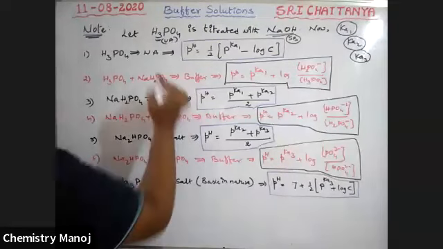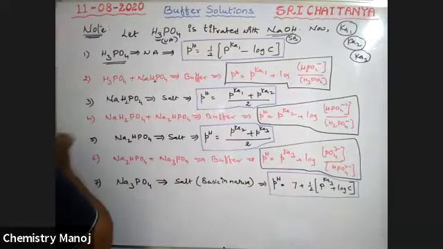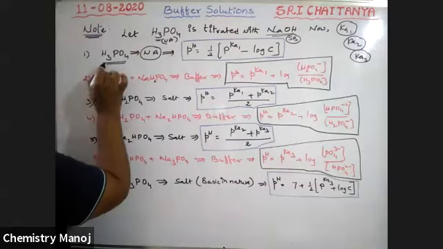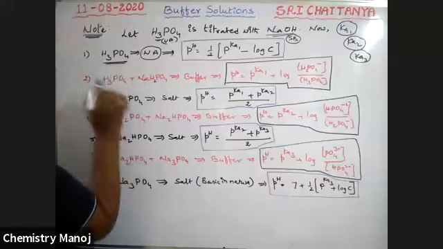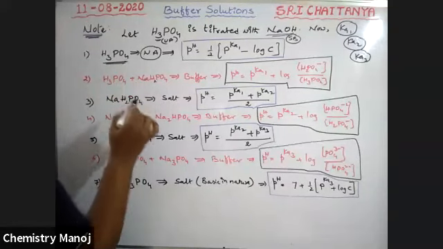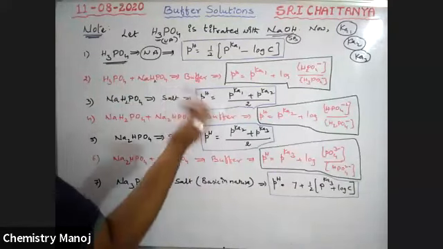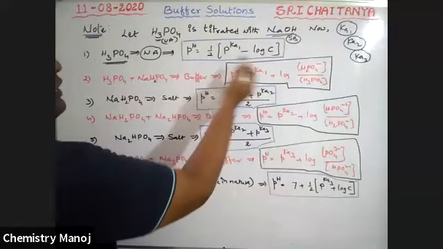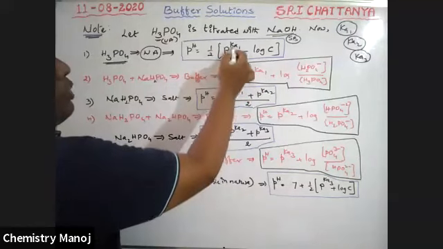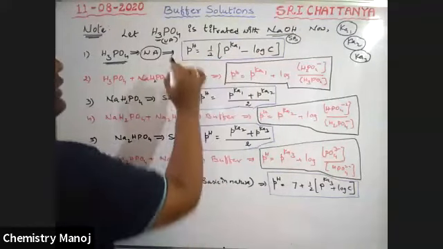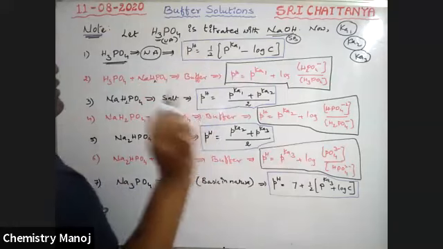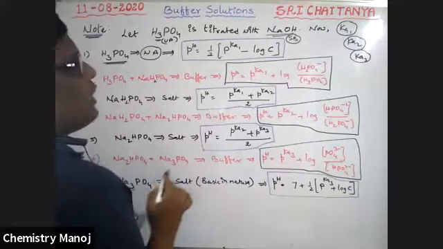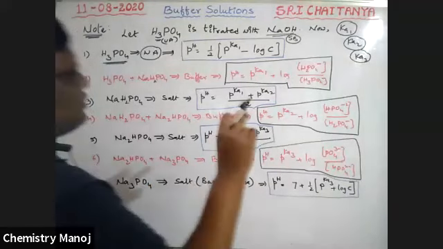At the beginning, we consider only H3PO4. This H3PO4 acts as a weak acid. That's why, to calculate the pH at the beginning, we treat H3PO4 as a weak acid, because first ionization takes place: pH is equal to 1/2 (pKa1 minus log C). It is the pH calculation for a weak acid. So only the Ka1 condition is applicable, because first ionization takes place.